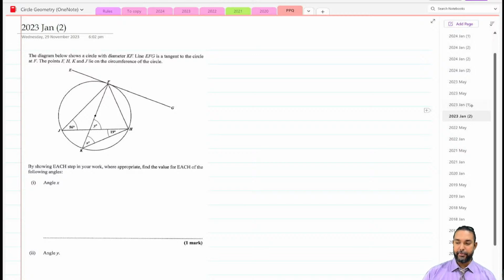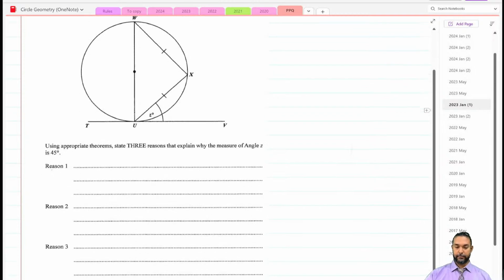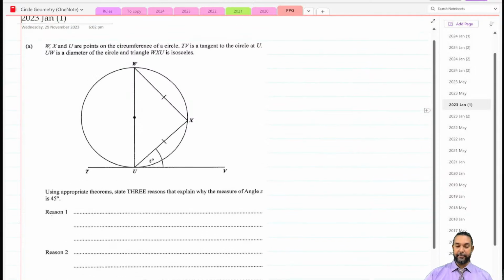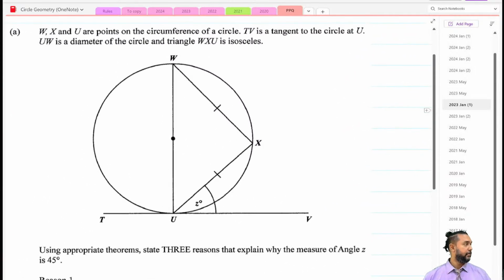Yeah, this was the only one I've seen recently where they gave you two different diagrams. But in the first one, they asked you for reasons, and the second one, they asked you for workings. So they just basically wanted to explain why that angle is 45. All right, so start there.